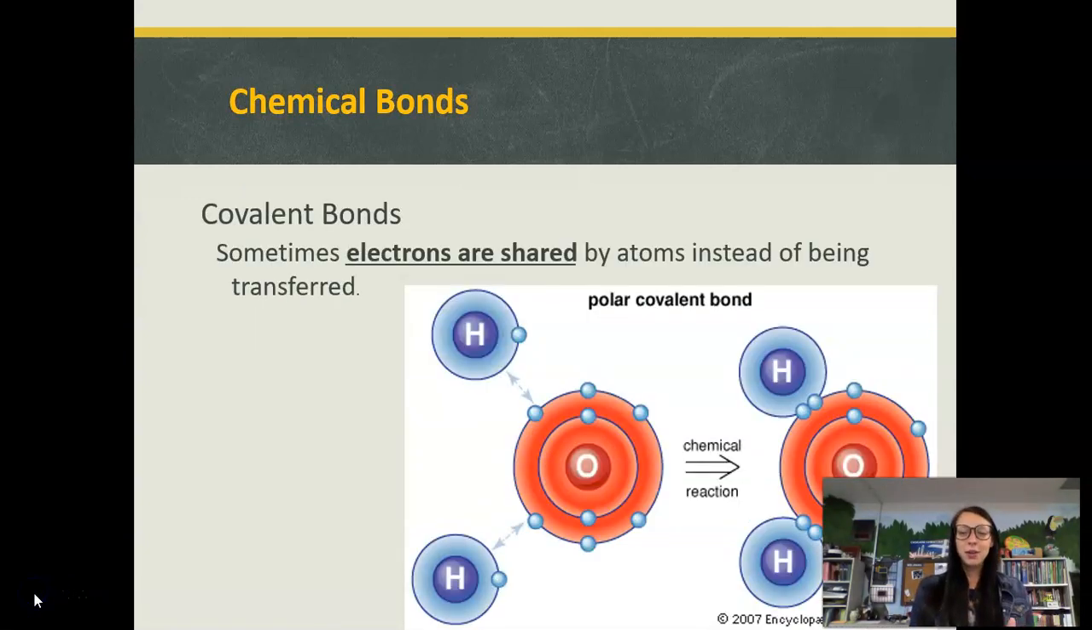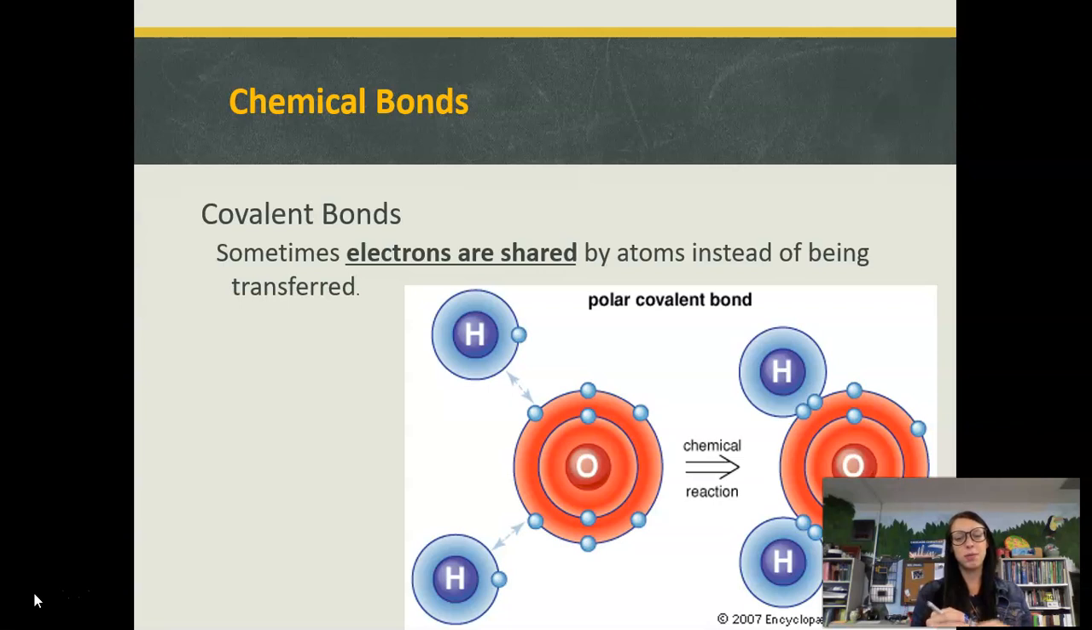Another type of bond that we'll work with a lot this year are covalent bonds. Covalent bonds typically are identified by the sharing of electrons. When electrons are shared between one atom and another atom, you're dealing with a covalent bond.